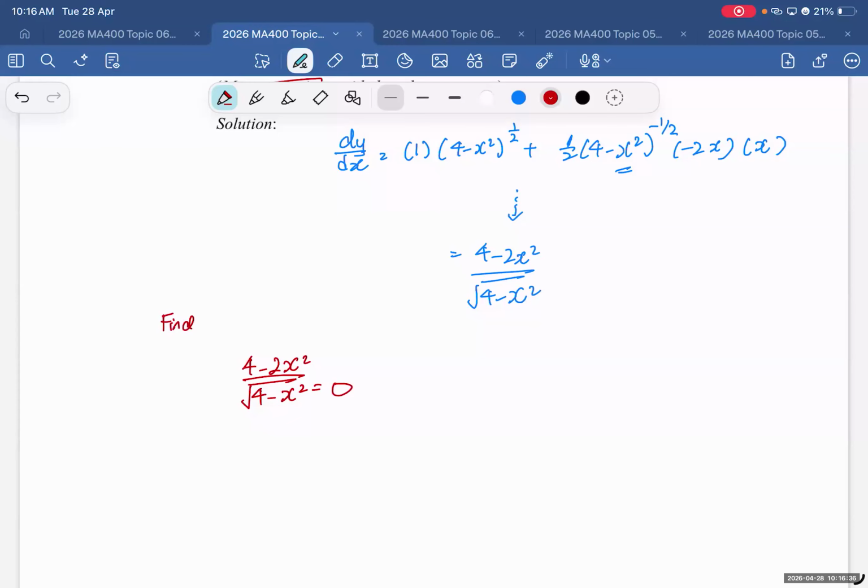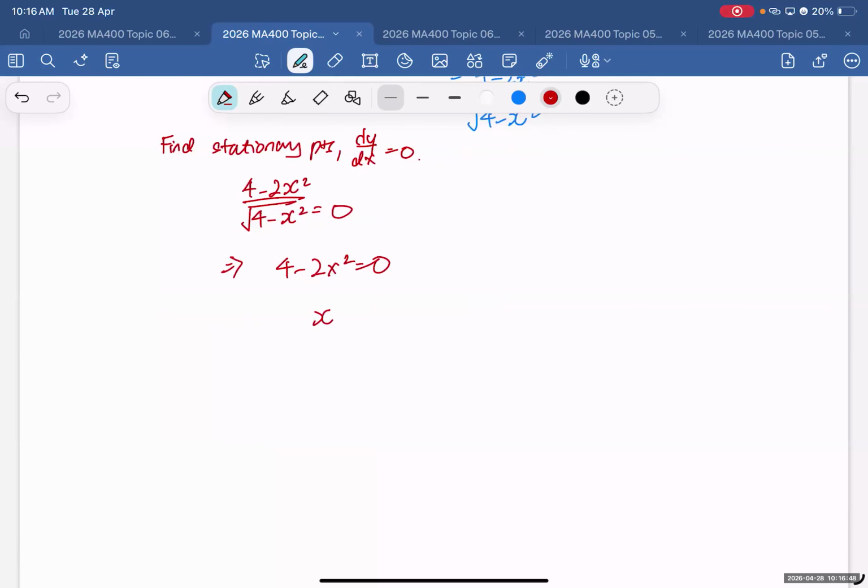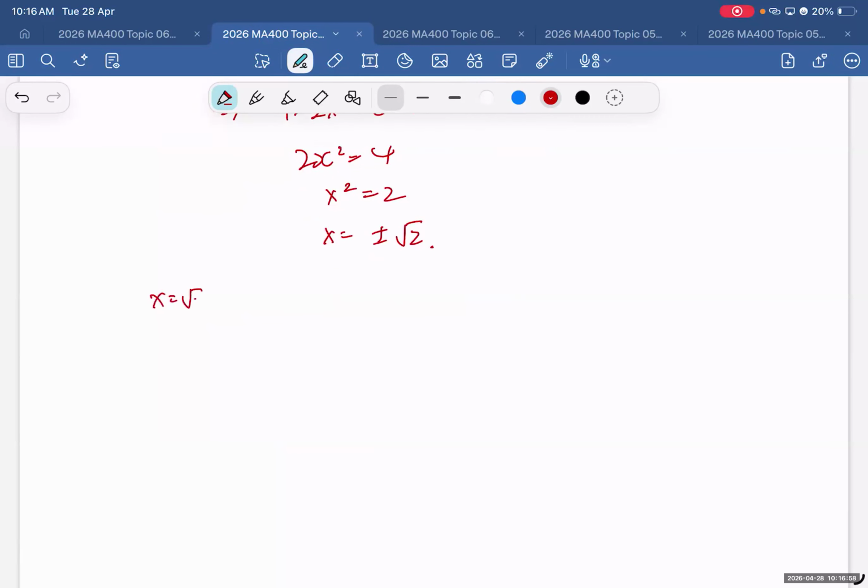To find the stationary points, dy/dx equals 0. This implies that 4 minus 2x squared equals 0. It implies that 2x squared equals 4, x squared equals 2, x equals plus minus square root 2. When x equals square root 2, you check y should be 2. When x equals minus square root 2, y should be minus 2. You have two coordinates: (square root 2, 2) and (negative square root 2, negative 2).